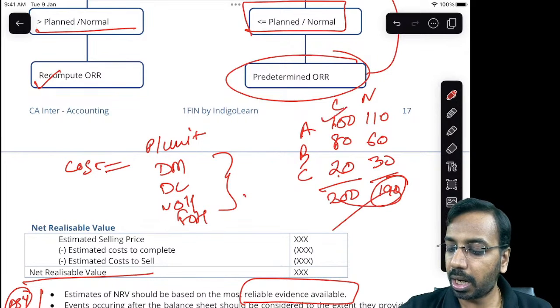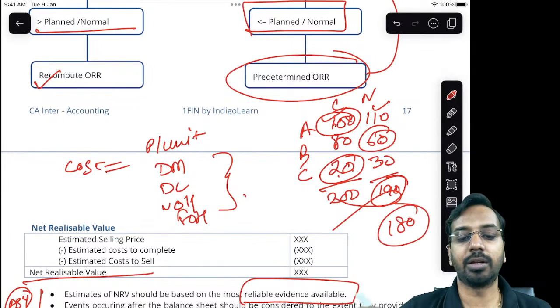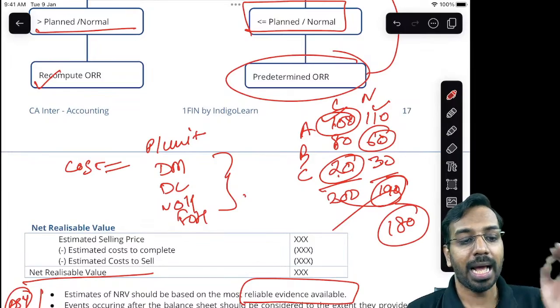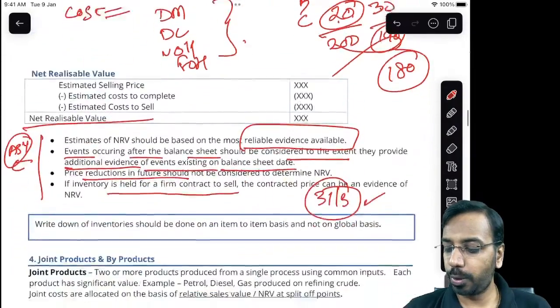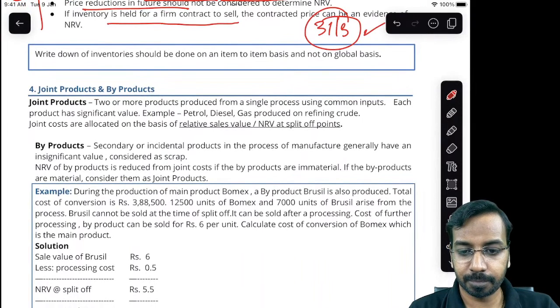What you have to do is, between 100 and 110, take the lower, 100; take 60; take 20. So 100 plus 60 plus 20, 180 should be the value of your inventory. You have to do it on an item by item basis. You should not do it on a global basis. Okay, so let me see.